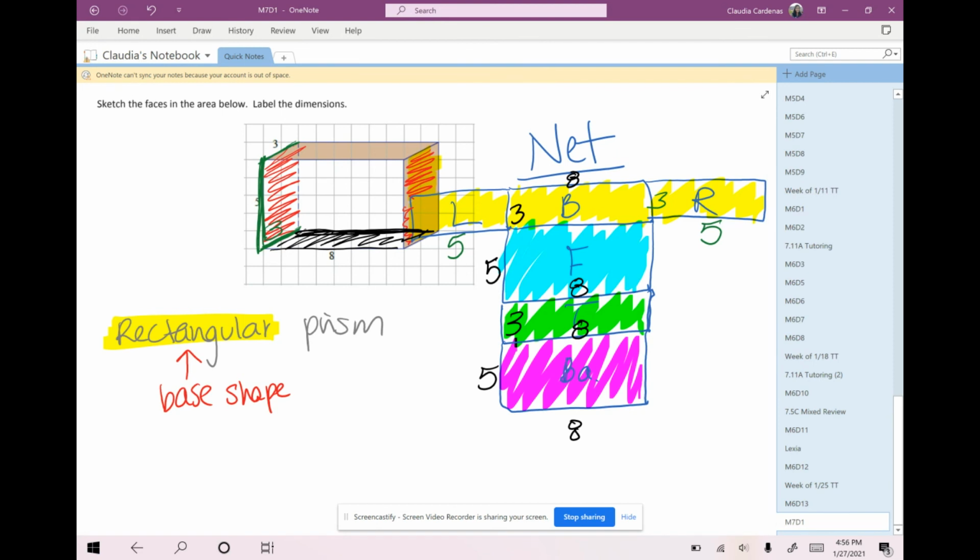So we're going to stamp that a net is what is created when a 3D solid is decomposed into its bases and lateral faces on a flat 2D plane. So we're going to continue decomposing another 3D shape.